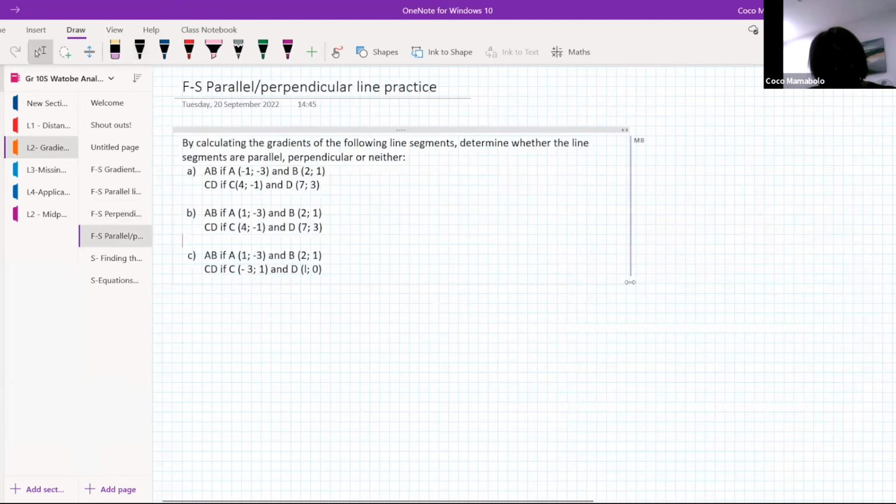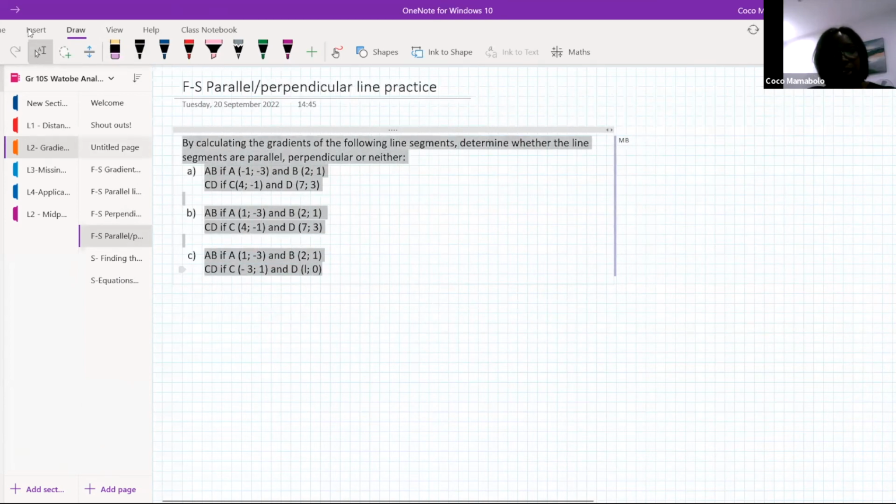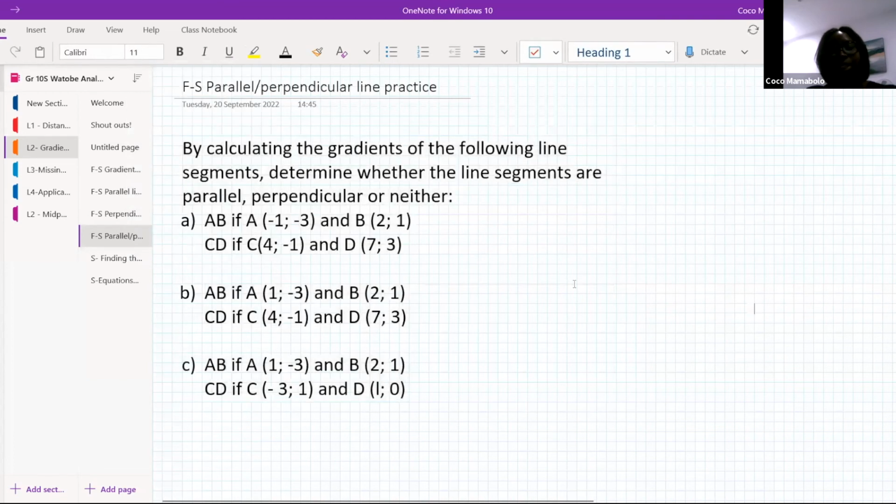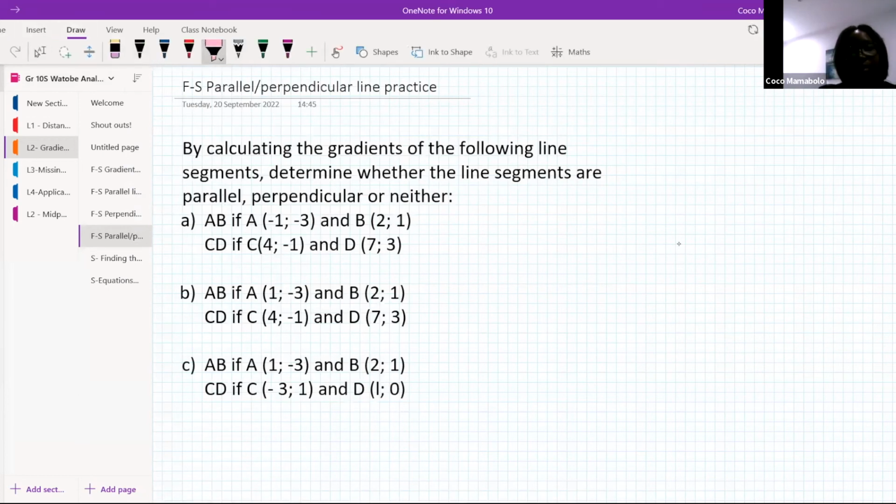Now let's have a look at what we need to do. Change the font size here so we can see it a little bit better. There we go. It says, by calculating the gradients of the following line segments, determine whether the line segments are parallel, perpendicular, or neither. We're looking at AB and CD. Guys, calculate for me. Is it parallel, perpendicular, or neither? Go for it.